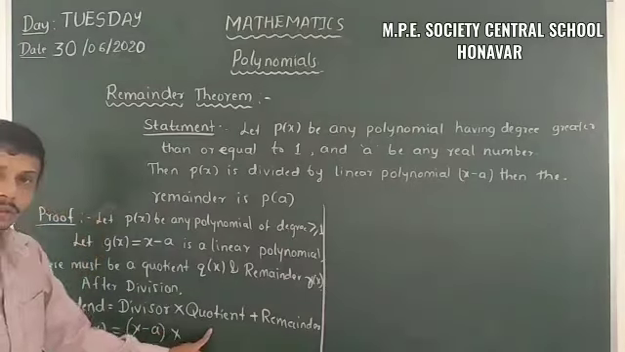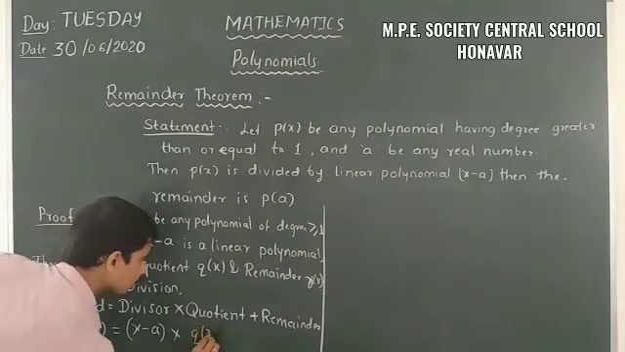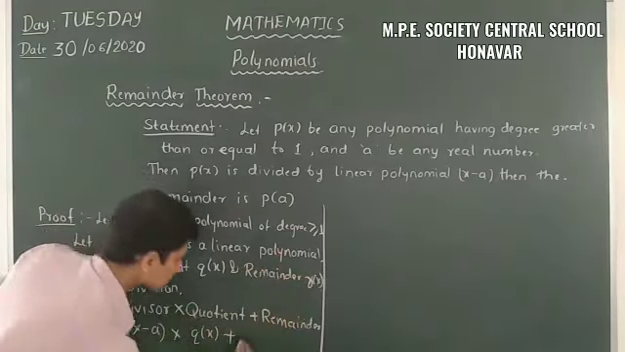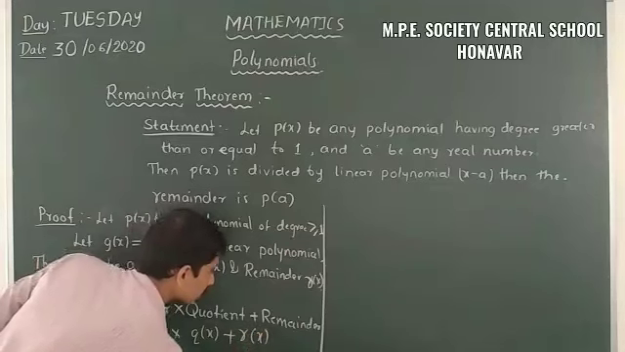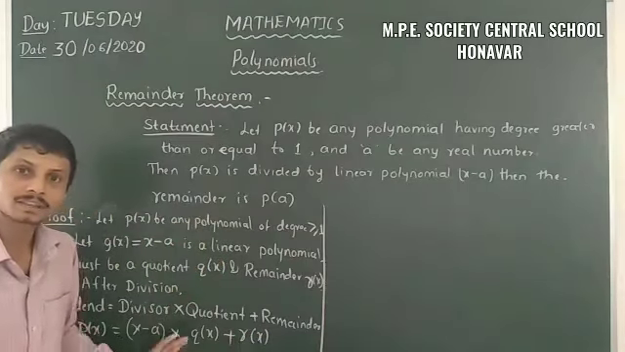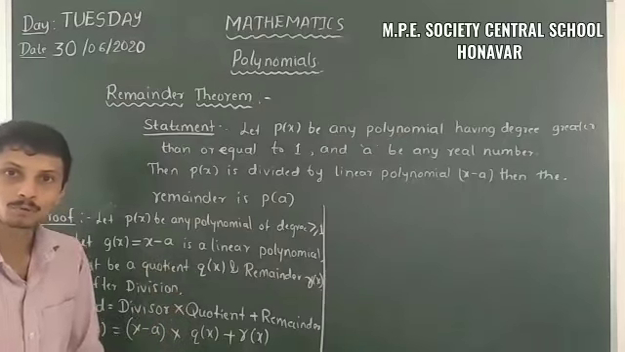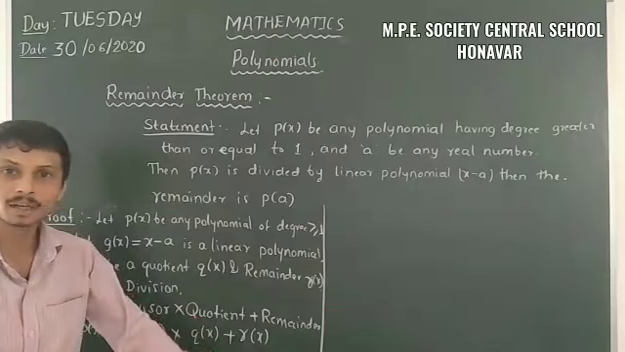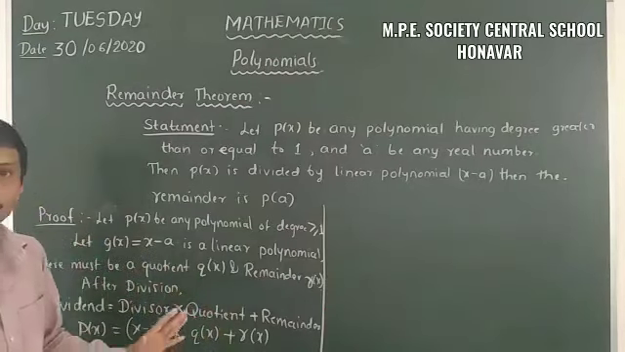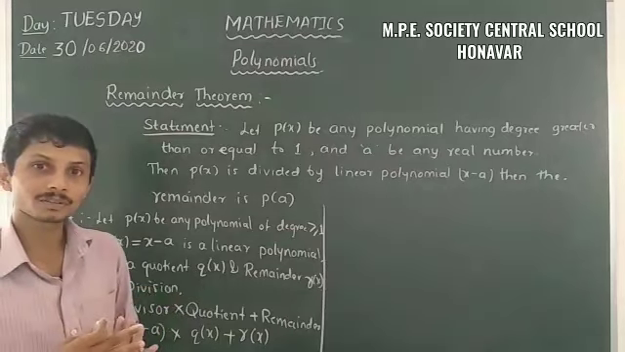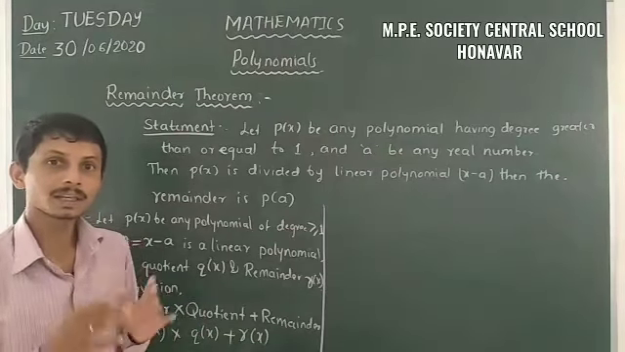Then what is the quotient here? Q of x is the quotient, plus what is the remainder here? R of x is the remainder. It is equation number 1. It is a very essential equation for our proof. So I will take this equation as equation number 1. So half of this proof is completed. Next we have to go to the next part of the proof.